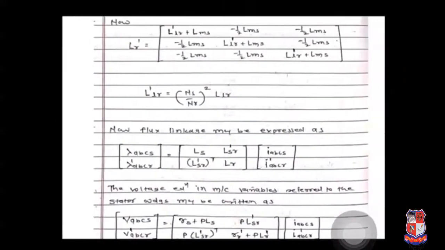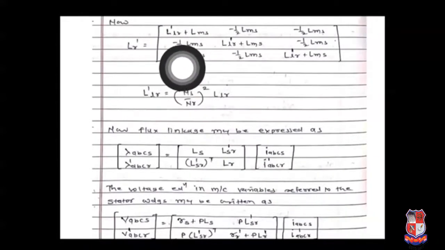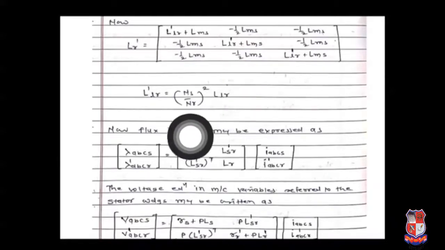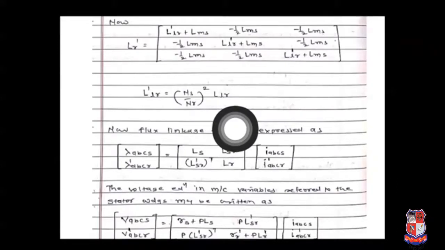Same thing, LR dash is given by NS by NR whole square LR. So this is the magnetizing inductance and rotor side inductance. Now LR dash is given by same thing, all the diagonal elements are same, LLR dash plus LMS, and off diagonal element is given by minus 1/2 LMS. So LLR dash is equal to NS by NR square into LLR.